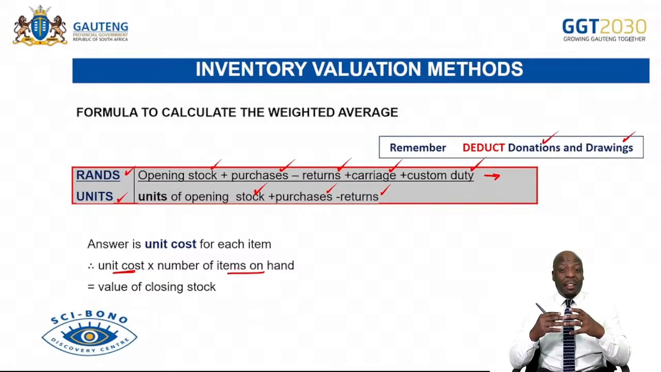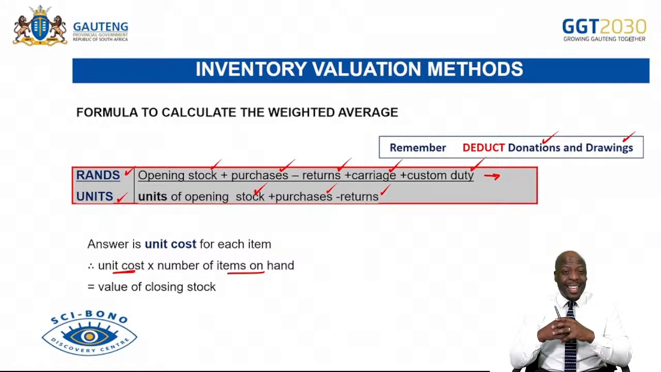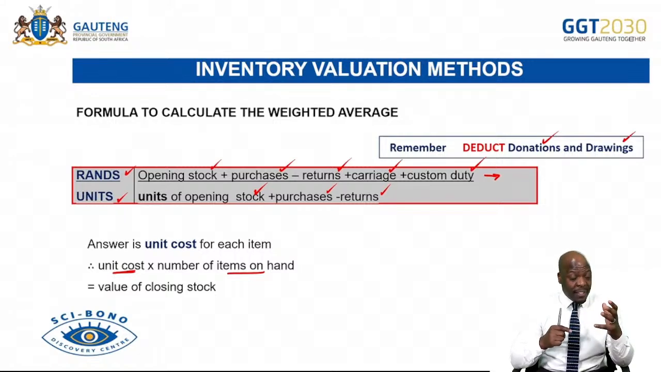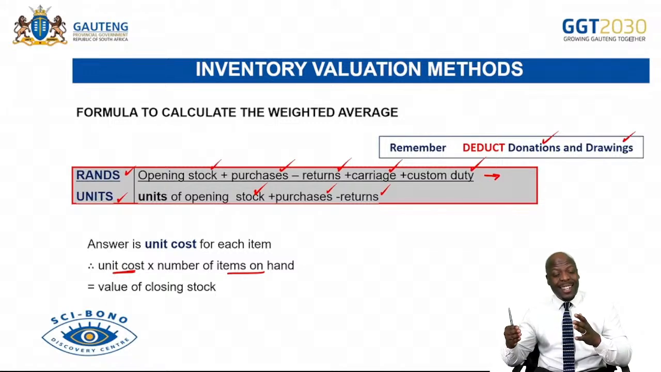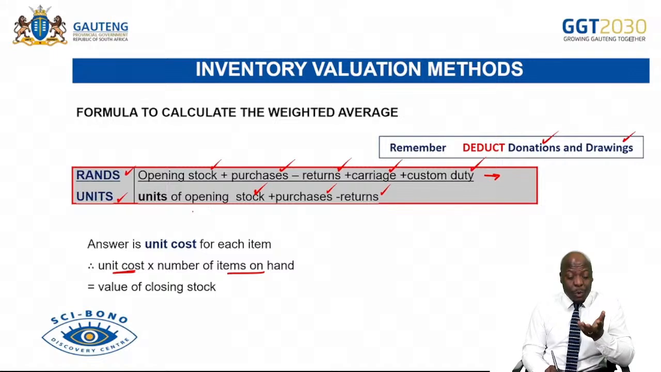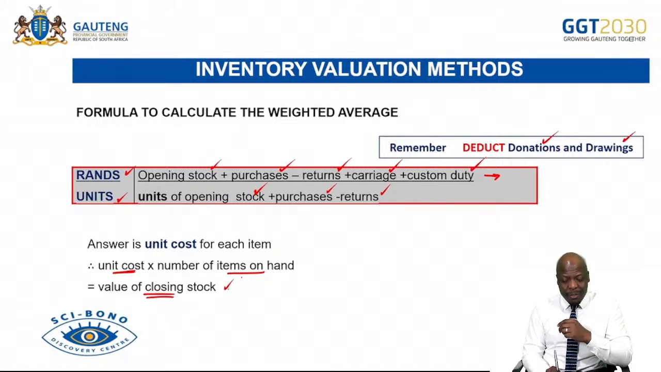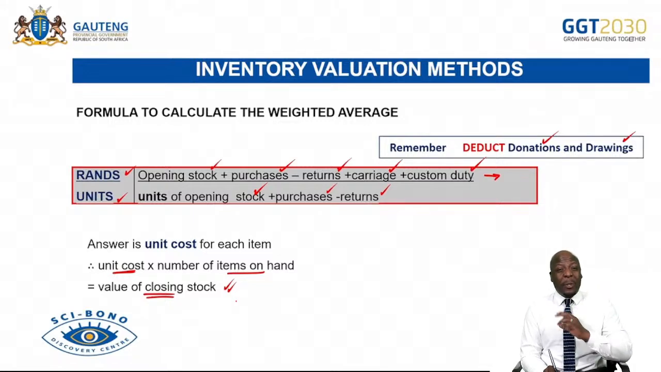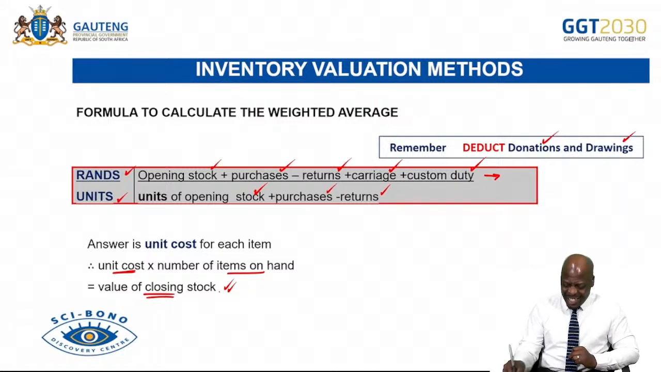Then we multiply it by the number of units on hand now. So we will be given the units on hand. Then we multiply that with the average price. I'm going to show you how to get the average price and how to multiply that with the units on hand. And then it will give us what we call the value of closing stock. So in today's class, we should be able to calculate the value of closing stock.